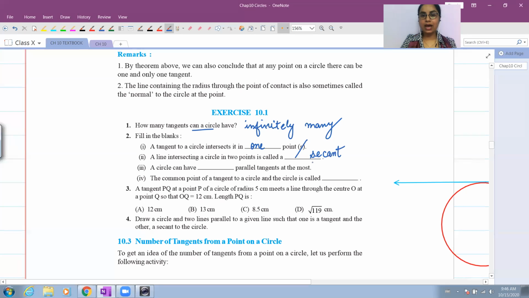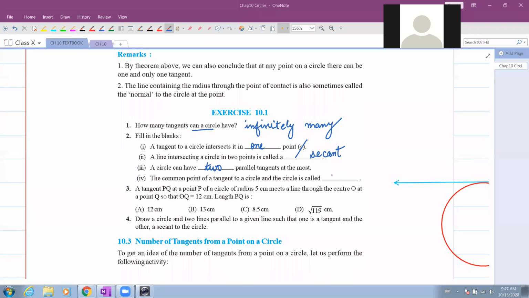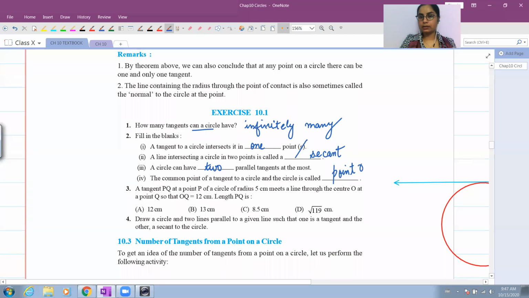A circle can have dash parallel tangents at the most. 2. That's correct, and this is something we will be proving later in the next exercise, that if we want to draw parallel tangents for a circle, at the most only 2 tangents can be drawn, and those 2 tangents will be at the end points of the diameter. Fourth part, the common point of the tangent to the circle and the circle is called the point of contact.